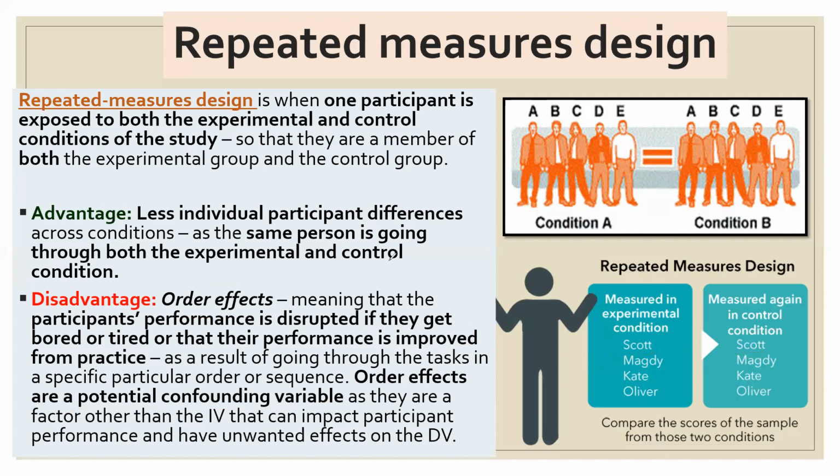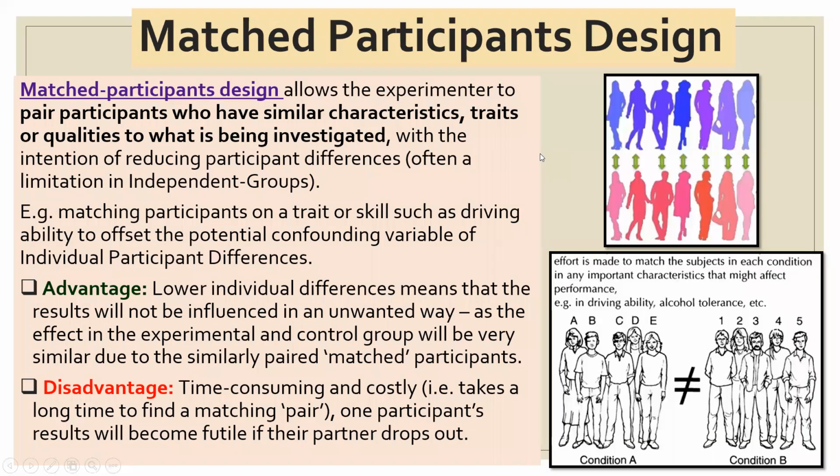And the last type of research design is called the matched participants design. The matched participants design allows the experimenter to pair participants who have similar characteristics, traits, or qualities. For example, I'm not using the same person, but I'm using a matched pair. If I'm doing a study on driving ability, the lady here in condition A, the experimental group, probably has 5 years of driving experience, and so does the man in the group that corresponds to her. So they actually become a pair.